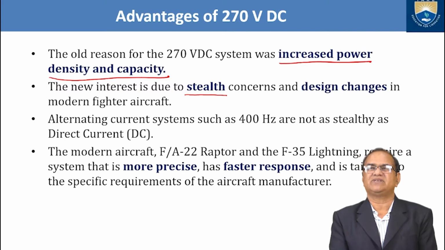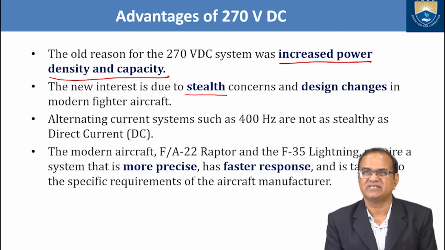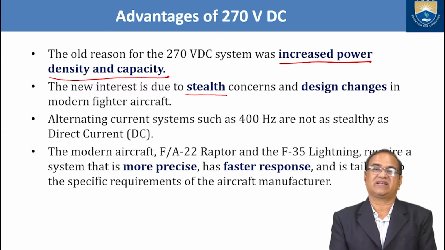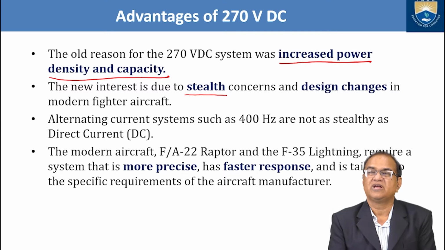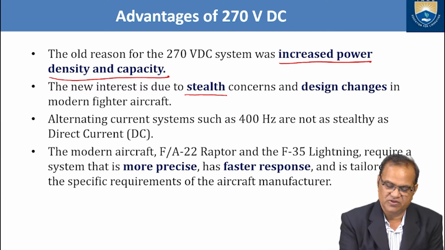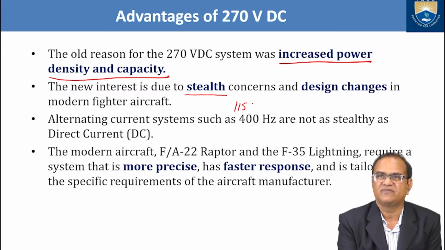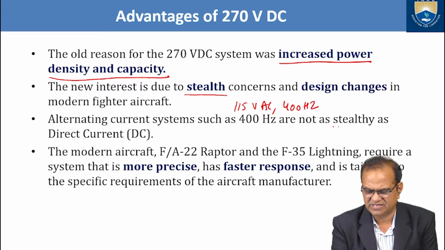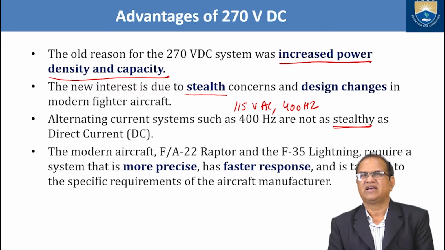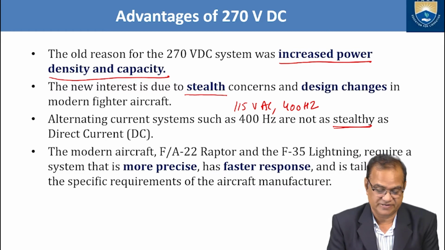Alternating current systems such as 400 Hertz are not as stealthy as direct current DC. So this 400 Hertz, 115 volt AC power supply that we use is not stealthy, meaning it can be detected, unlike direct current.